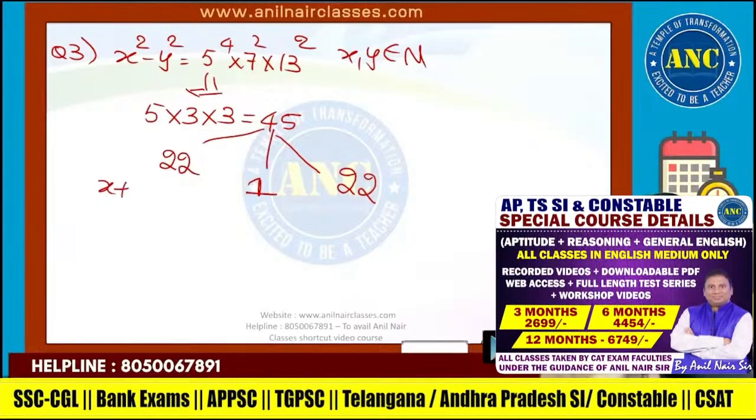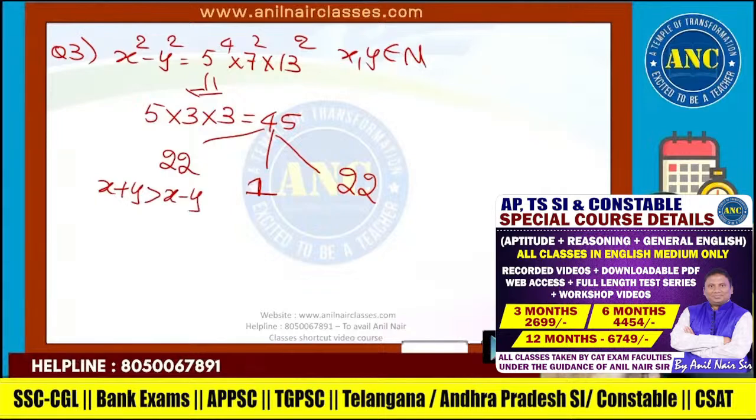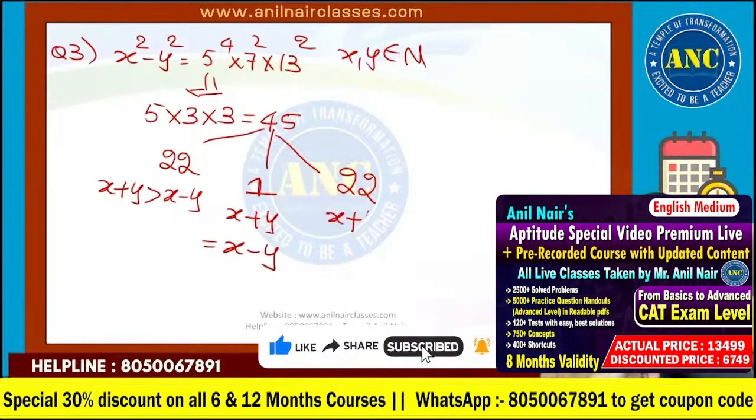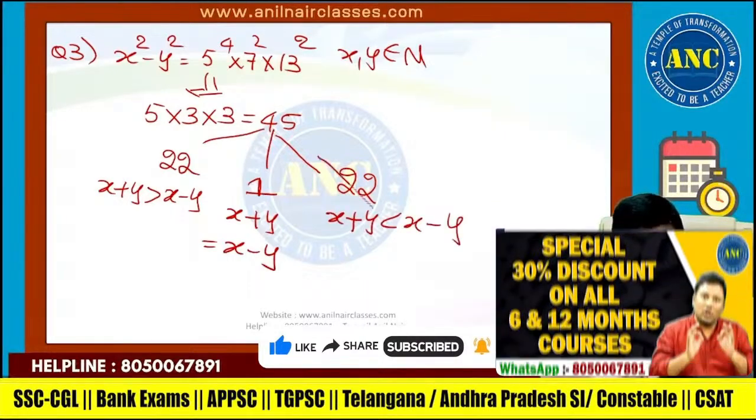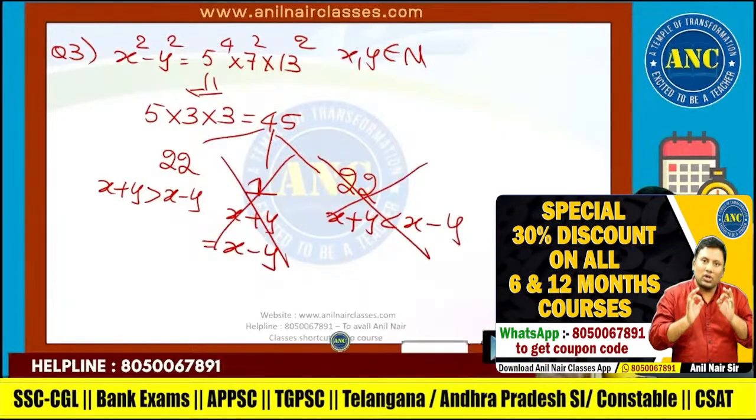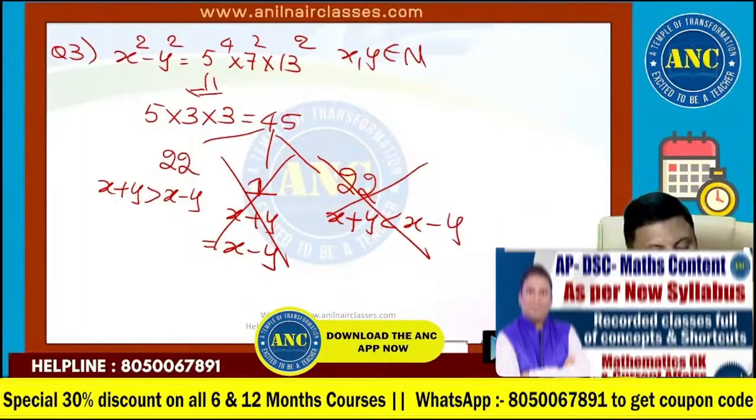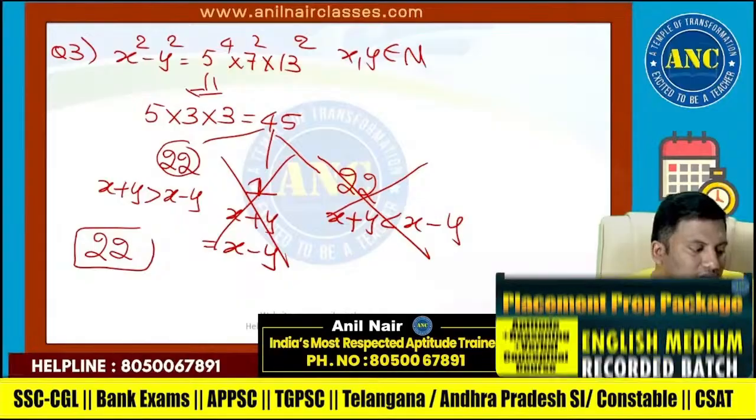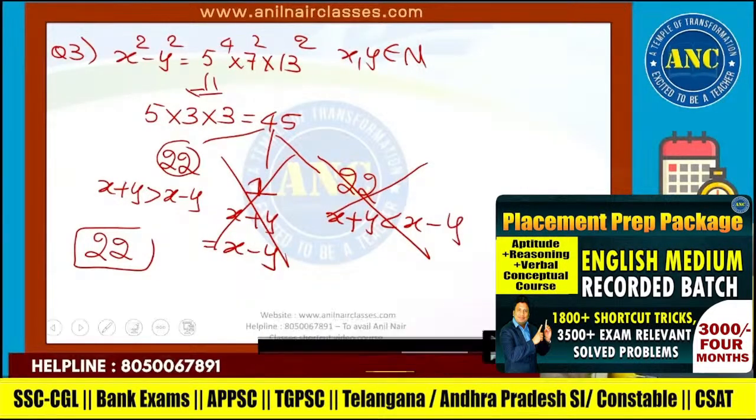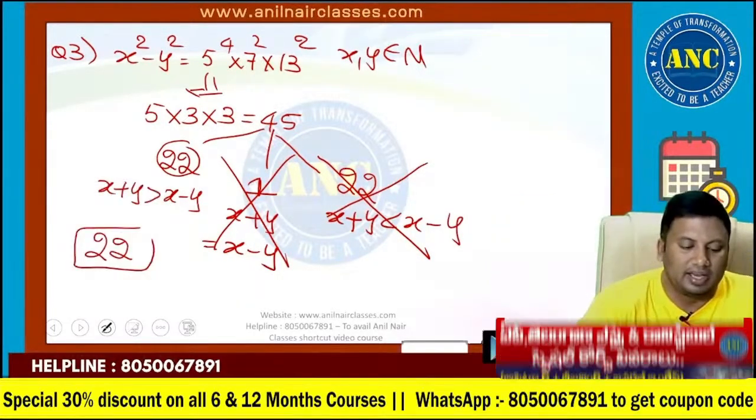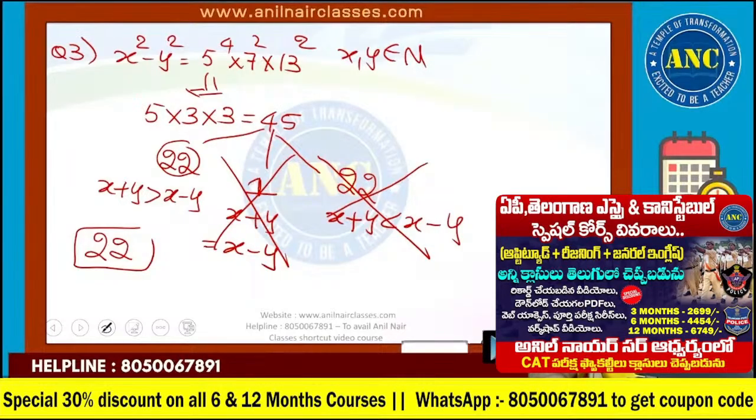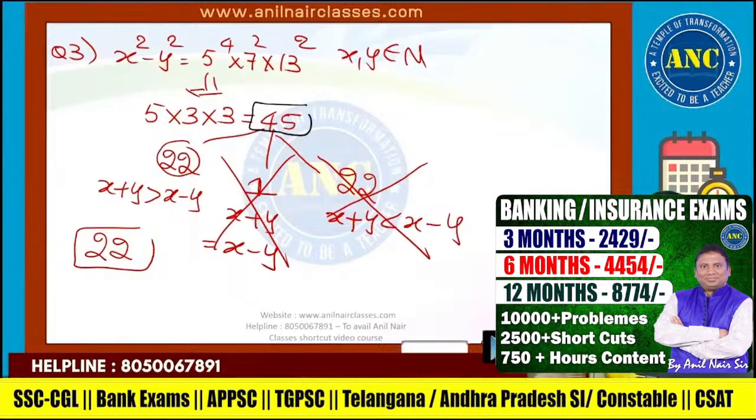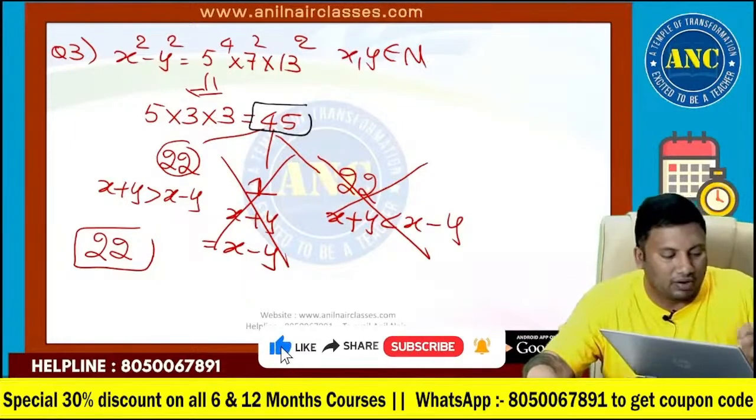x plus y greater than x minus y, x plus y equivalent to x minus y, x plus y less than x minus y. Sum of two natural numbers can never be less than their difference, and cannot be equivalent. What is the answer? 22. If you practice it within 10 seconds, you can solve this question. I hope the idea is clear. x plus y into x minus y is 5 into 3 into 3, which is nothing but 45. 22, 1, 22. These methods you will not get in the regular textbook.